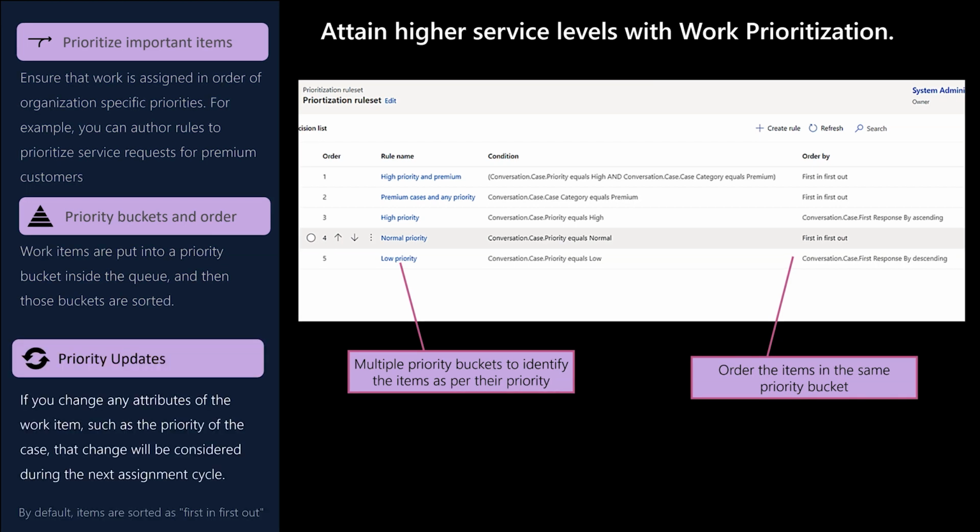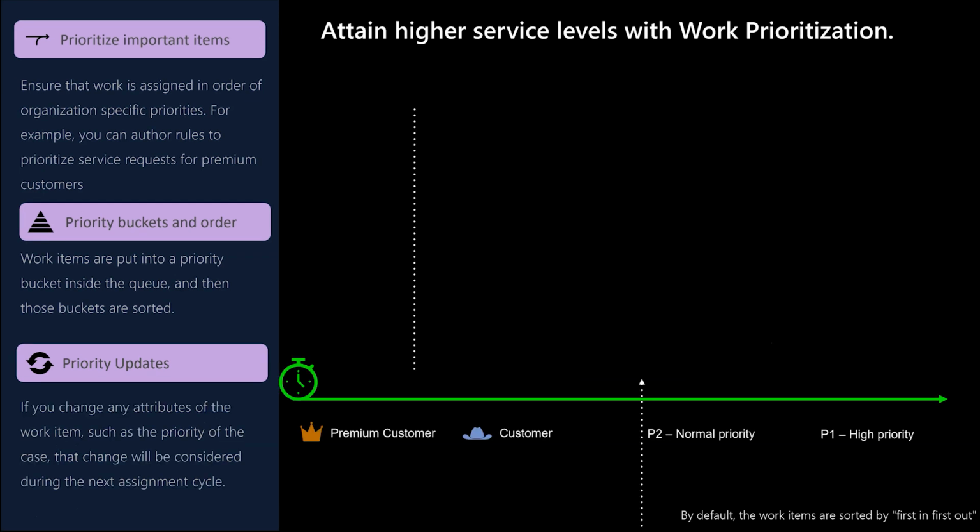The prioritization rules are aware of the changes in the work item. For example, if the supervisor bumps up the priority of a case, then the prioritization rules will consider that info in the next cycle. Here is a small enactment of the prioritization rules.